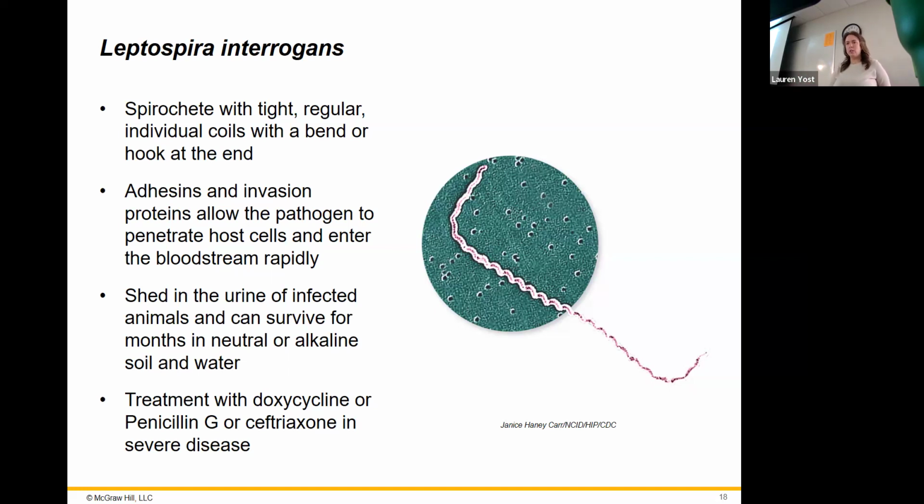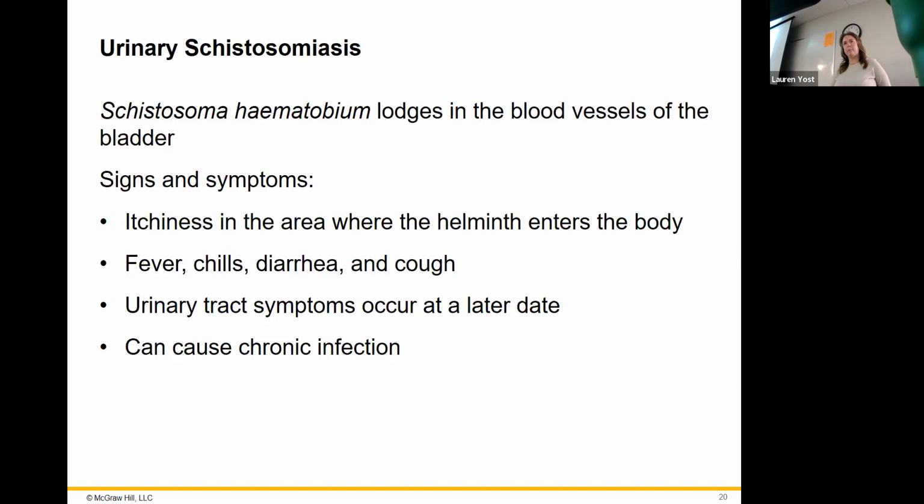We treat this pretty much the same way that we would treat syphilis, or we can also use ceftriaxone in severe cases. It's pretty similar in that way, in the shape and in the treatment.